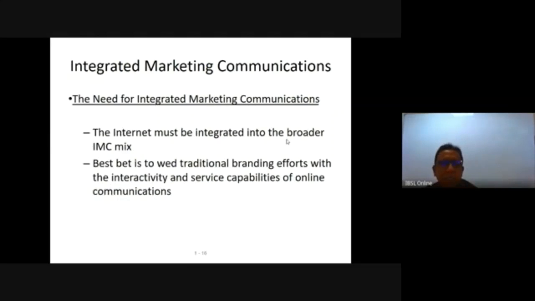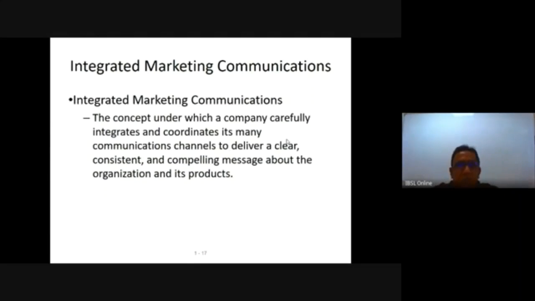That integration is something that we must always focus on and do. The internet must be integrated into the broader IMC mix. The best bet is to wed traditional branding efforts with the interactivity and service capabilities of online. So offline and online both will have to be integrated and combined. We have some offline communications like TV, radio, and newspapers. On the other side, you have Facebook and other online social media or website methods. So what is recommended is to combine online and offline together and give one message.